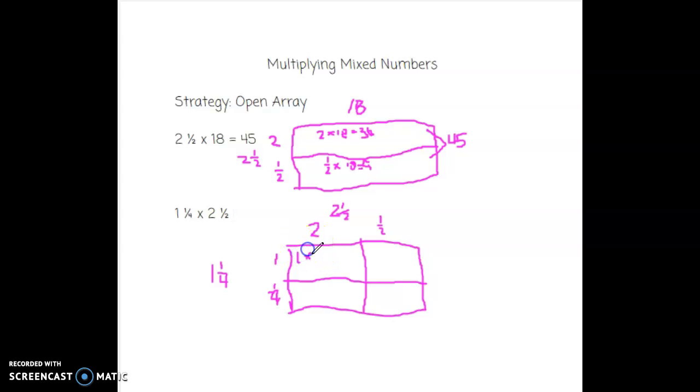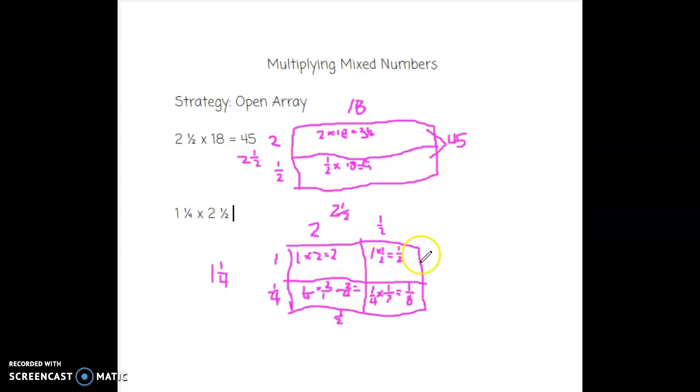So this first one will be 1 times 2, which is 2. The second one would be 1 times 1/2, and that's 1/2. This box down here would be 1/4 times 2. I'm going to put 2 over 1, and that's 2/4, which is the same as 1/2. And then your last one would be 1/4 times 1/2. Multiply your numerators, 1 times 1. Multiply your denominators, 4 times 2, which is 8.